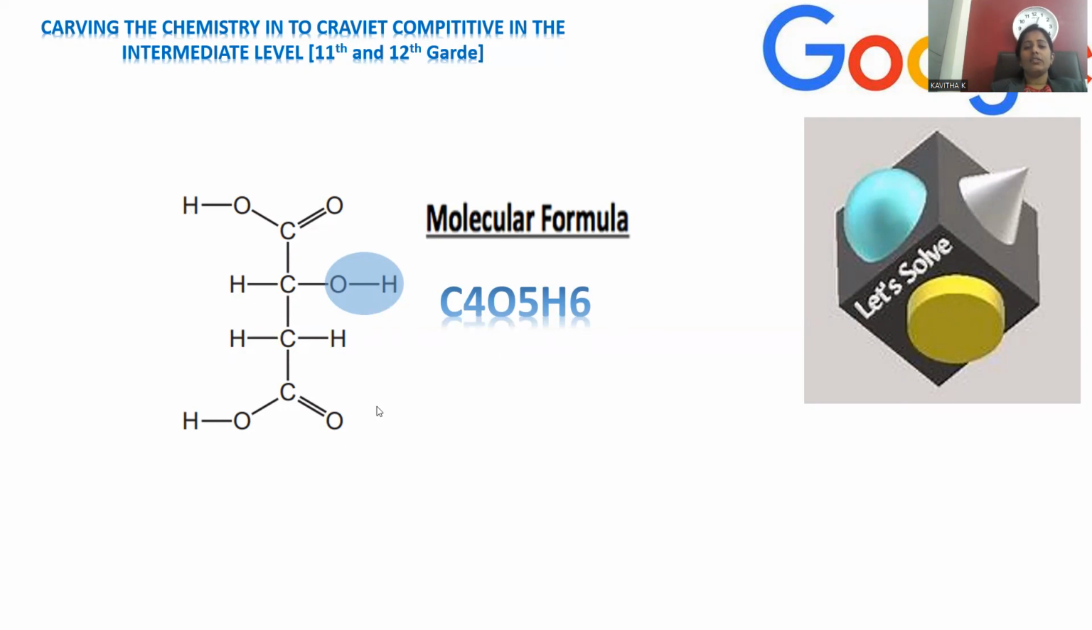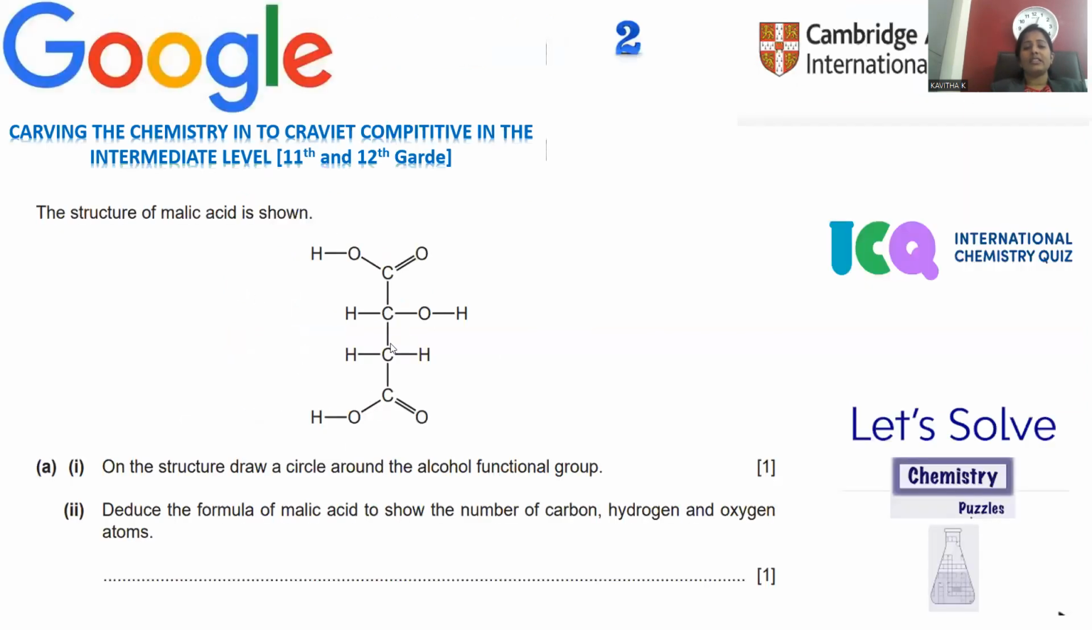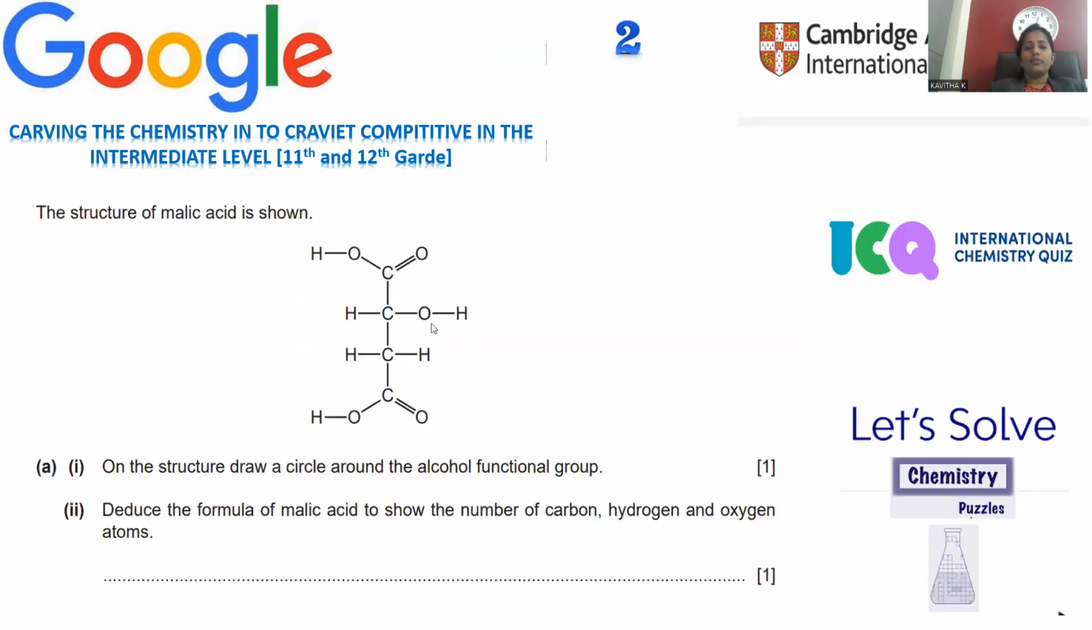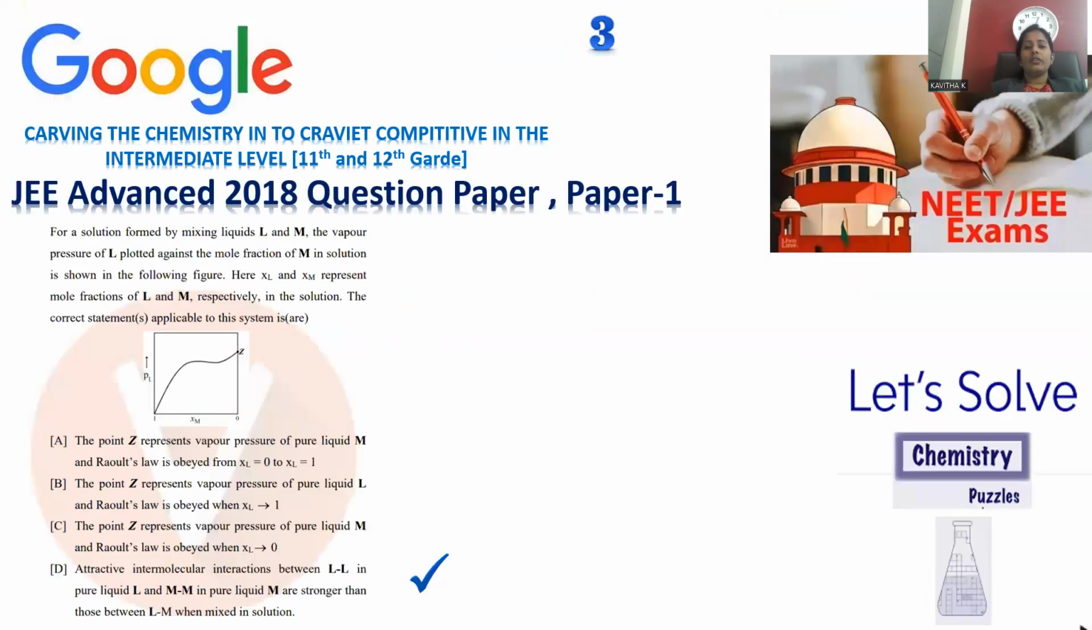This is the way all the questions got answered for malic acid, and it is simply a biomolecule with the dicarboxylic acid on the terminal carbon atoms and one hydroxyl on the second carbon. So here all the questions got perfectly answered. For question number 2, hydroxyl is only one, and the molecular formula will be C4, O5, H6. Move on to question number 3.